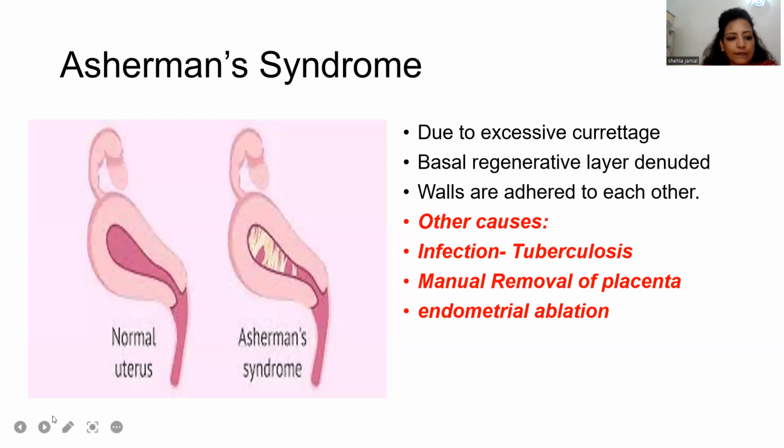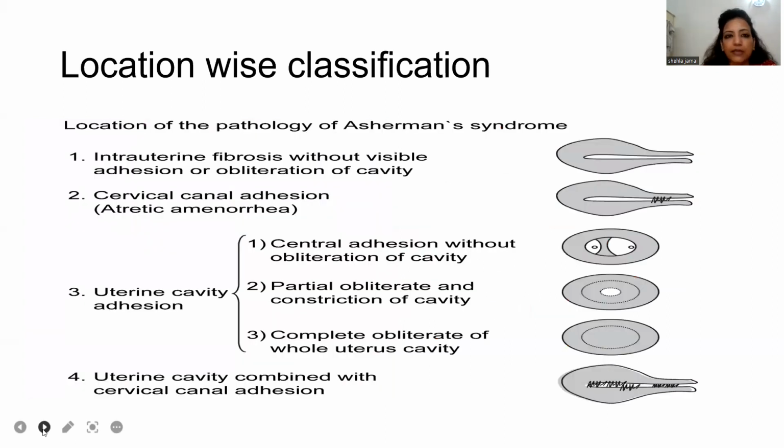So this history must be elicited. We classify Asherman syndrome in various methods, but the most important ones are, first, location wise. It means where the adhesions are located in the uterine cavity and endocervical canal. So when we talk of location, first is intrauterine fibrosis, only fibrosis, without visible adhesion or obliteration of the cavity.